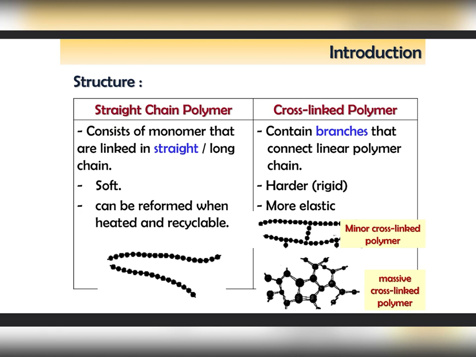So, straight chain polymer ni, since dia adalah in linear form begini, it is very soft and when you give heat, it can be reformed lah. Dia boleh break. And this is recyclable. Sifat dia boleh di-recycle. Right, so, cross-link polymer is basically if you have linear polymer, dual linear polymer, it is connected by branch. So, the characteristic, it is harder compared to straight chain polymer because of the branch here. So, make it more rigid and it is more elastic lah untuk cross-link polymer ini.